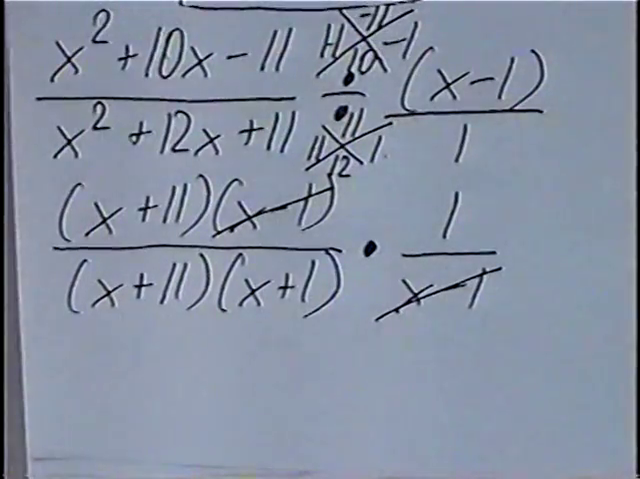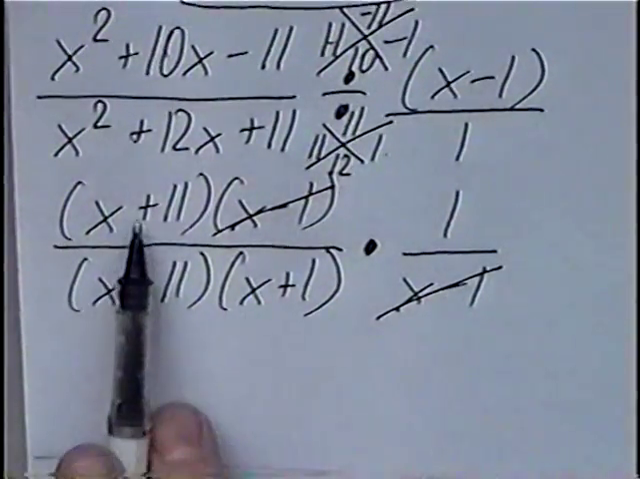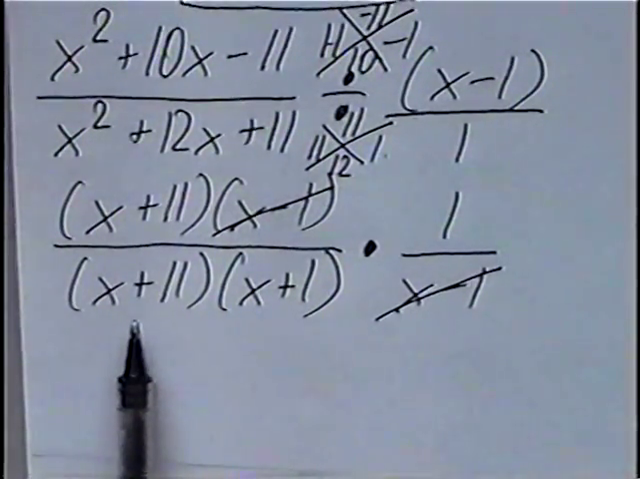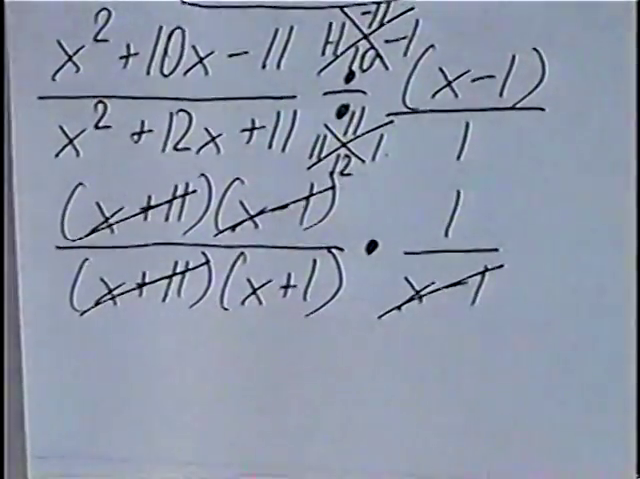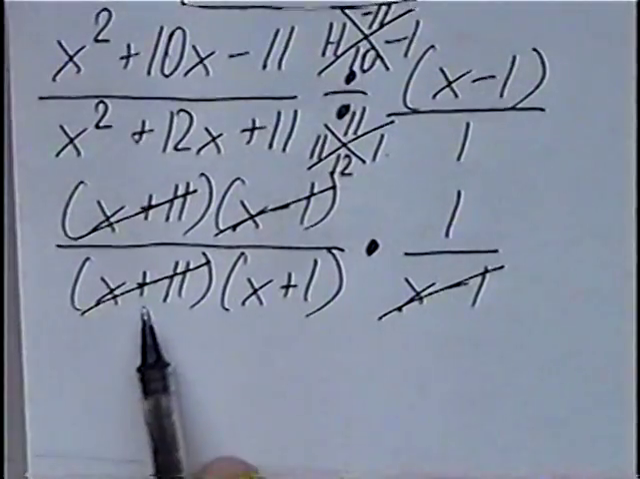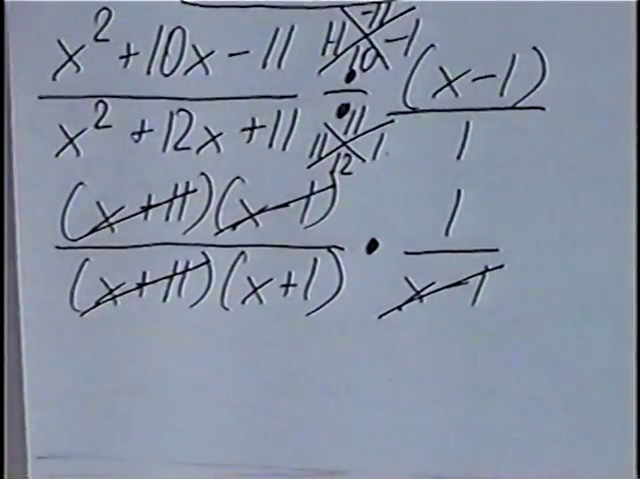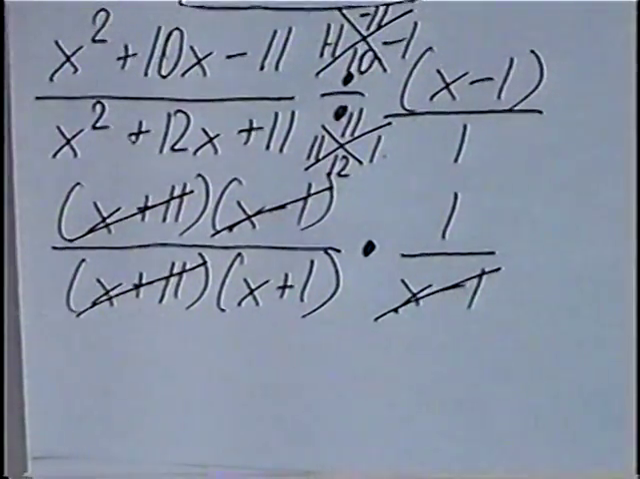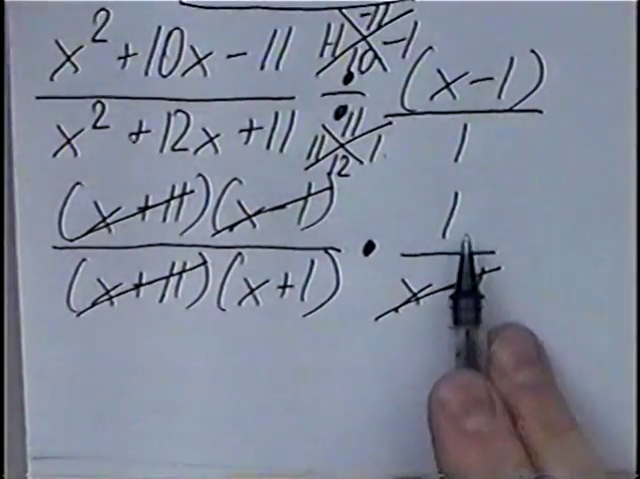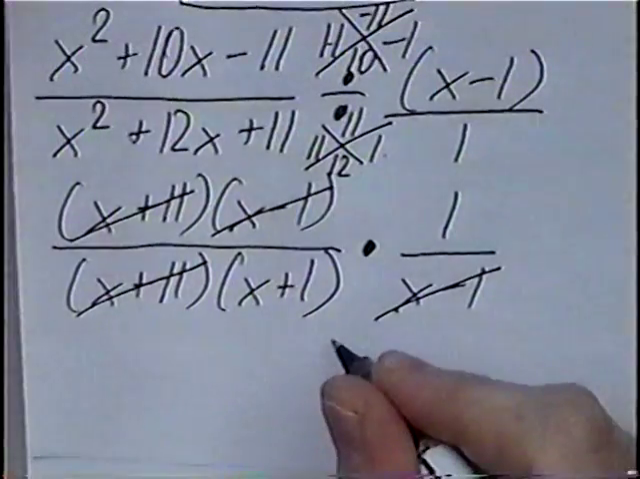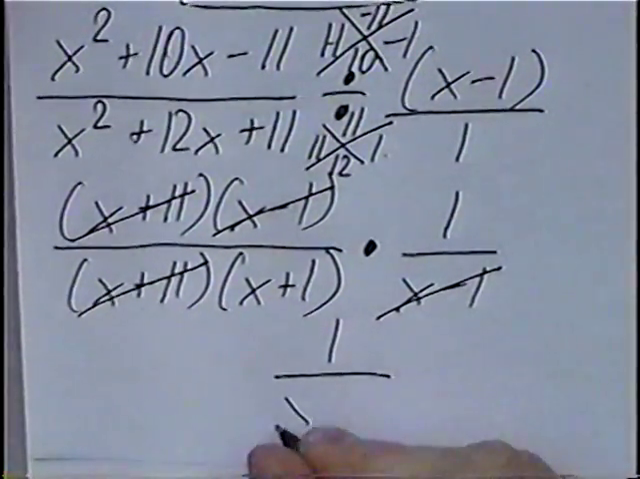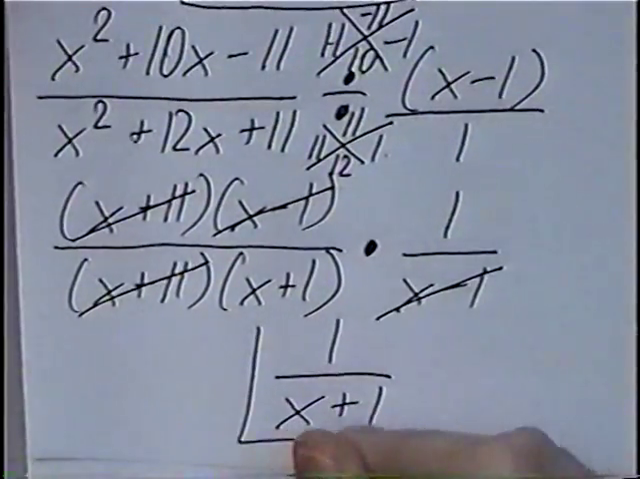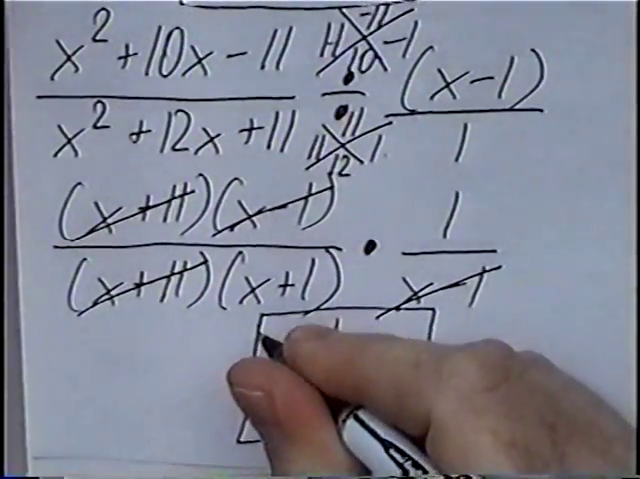Looking for another term that we can cross-cancel. In the first fraction, we have x plus 11 over x plus 11. If it's the same factor again, we can cross them off, as long as one factor is in the numerator and one factor is in the denominator. The last terms, 1 and x plus 1, do not cancel. But rewriting our answer, the 1 is the only number left in the numerator, and x plus 1 is the only factor in the denominator. So our final answer is 1 over x plus 1.